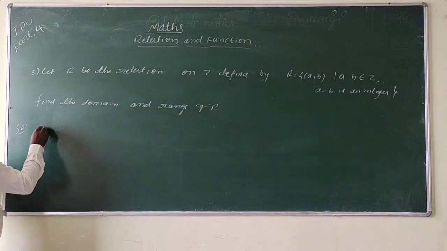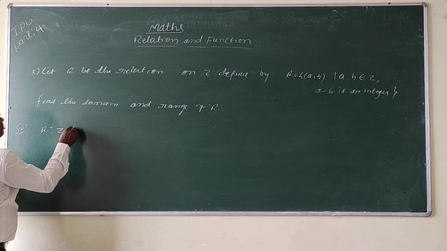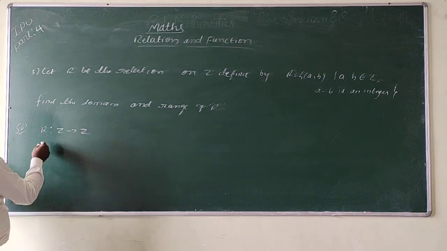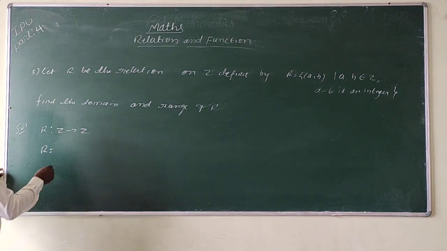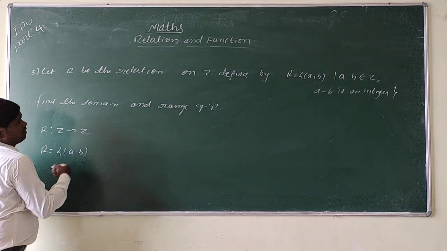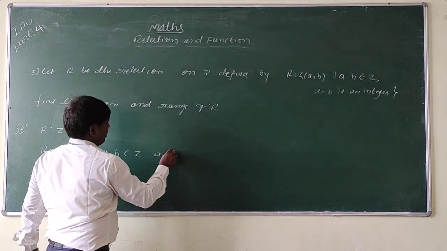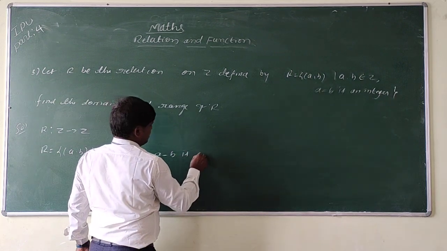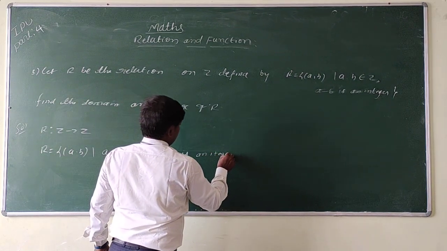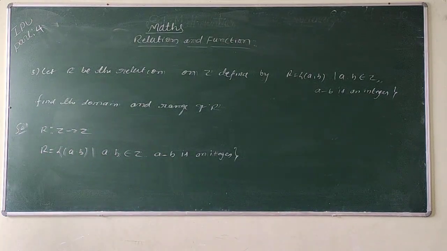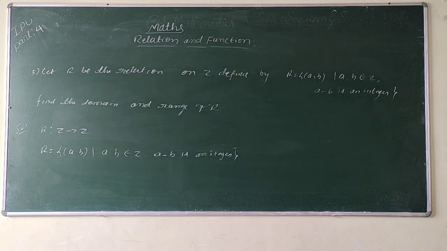Okay, so solution. R is defined from Z to Z. R is equal to the set of ordered pairs (a, b) such that a, b belong to Z and a minus b is an integer. Then we need to find the domain and range of R.